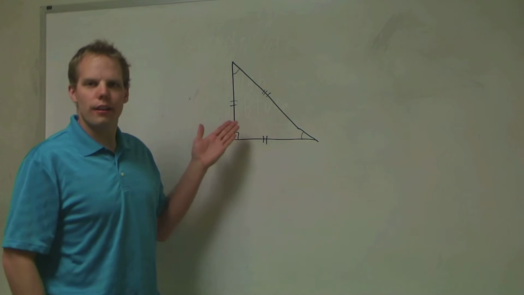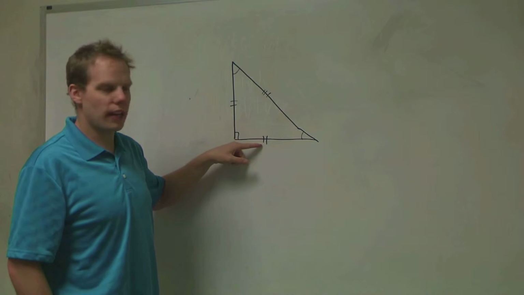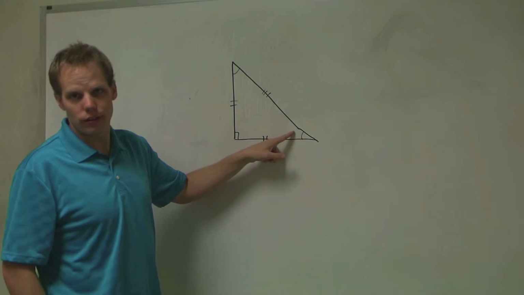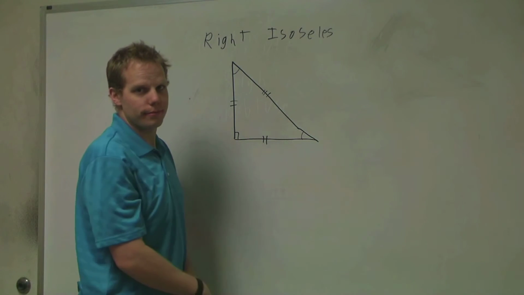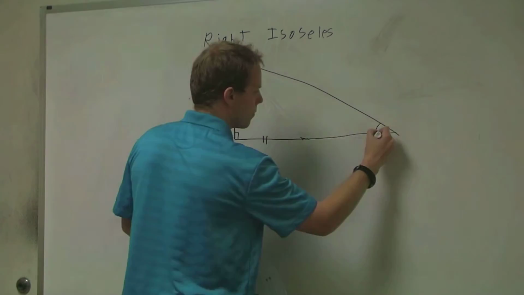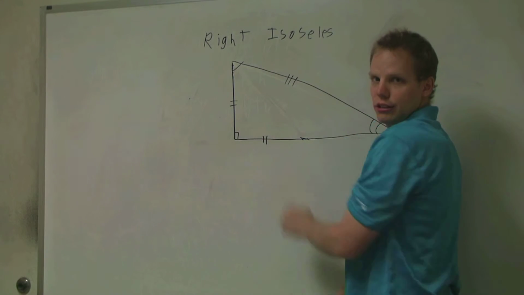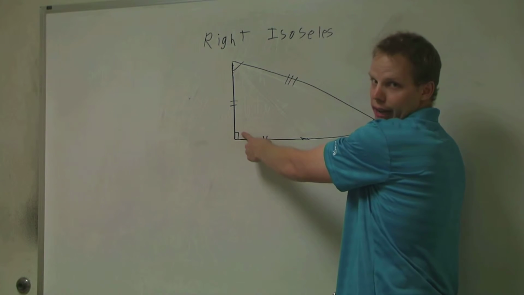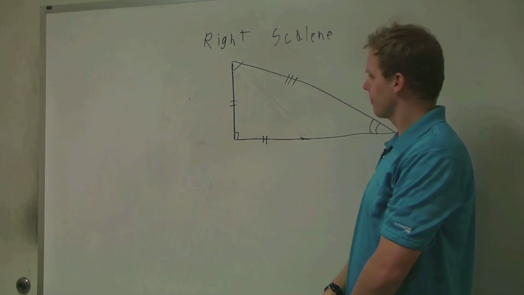Now that we've gone over the types of triangles and their angles, let's do a little bit of mixing. So let's take a look at this triangle right here. It has a right angle, two equal sides, and two equal angles, which makes it a right isosceles. Now let's modify it just a little bit. All the sides are now different, and all the angles are now different. But we still have a right angle, which makes this a right scalene triangle.